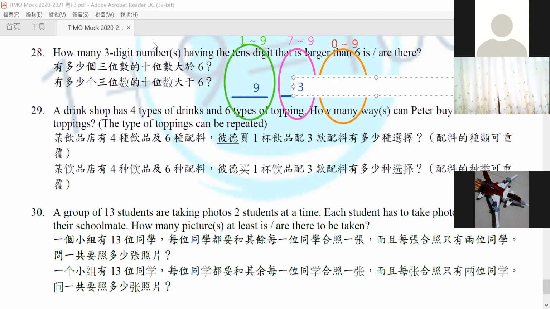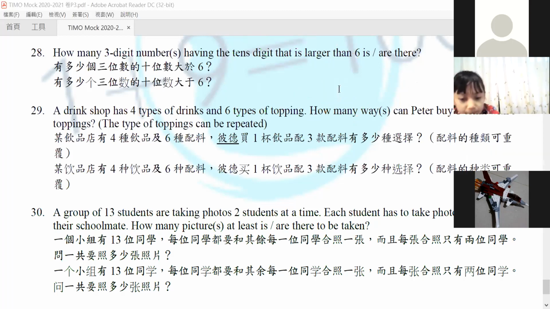So at the end of the day, we know that the first digit can only have 9 choices, the second digit has 3 choices, and the last digit has 10 choices, so we just multiply them together and we get our answer. Our answer would be equal to 270. Yes, exactly.